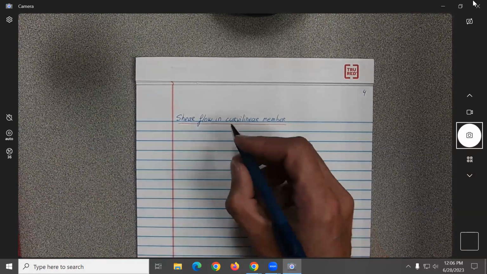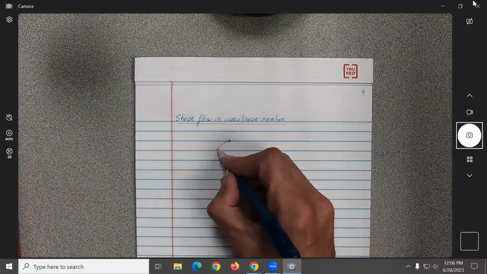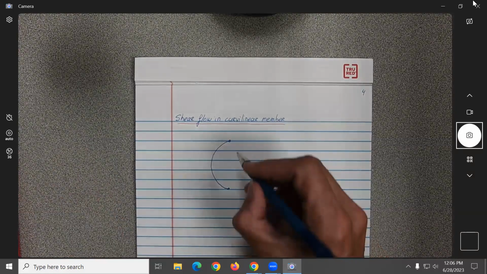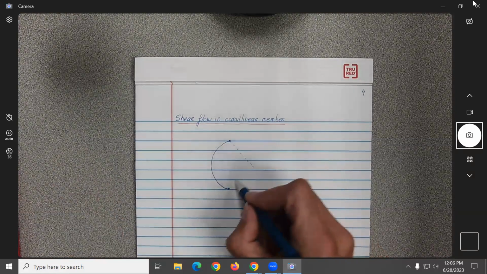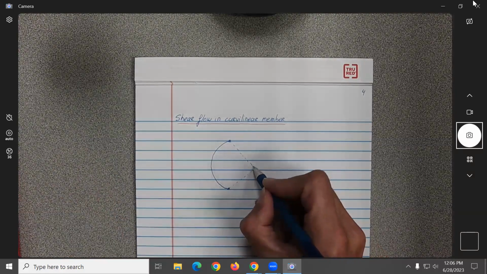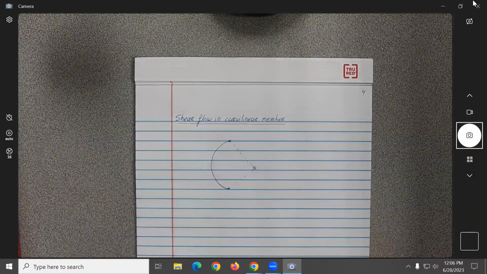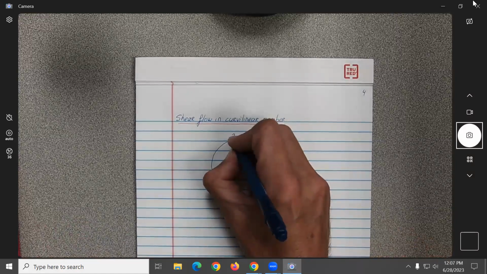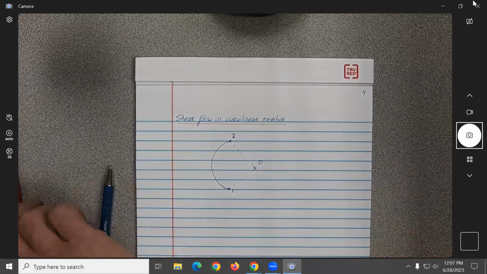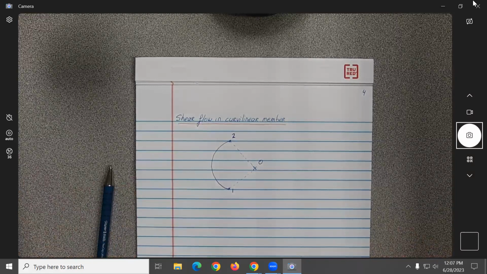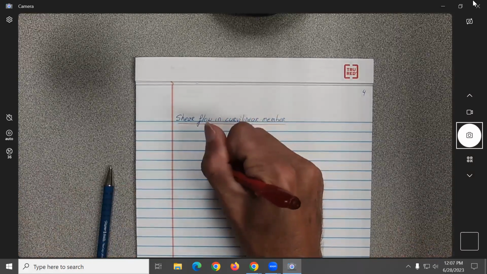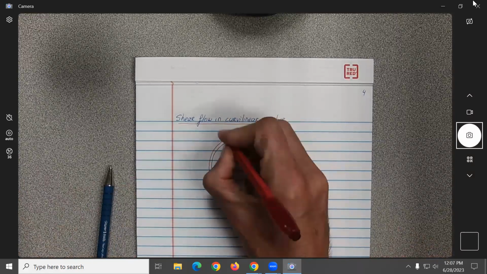Okay, so let's look at a general curvilinear member. Let's say this goes from here to here, and say it would be the center. Let's say we go from bottom to top, 1 to 2. The reason is because I generally like to say that counterclockwise is positive, but it doesn't matter. So we look at what should be the shear flow between 1 and 2.